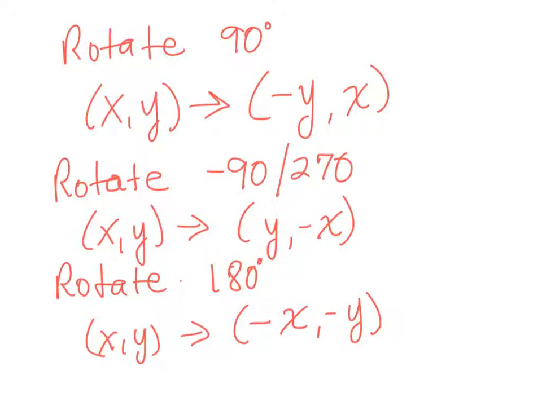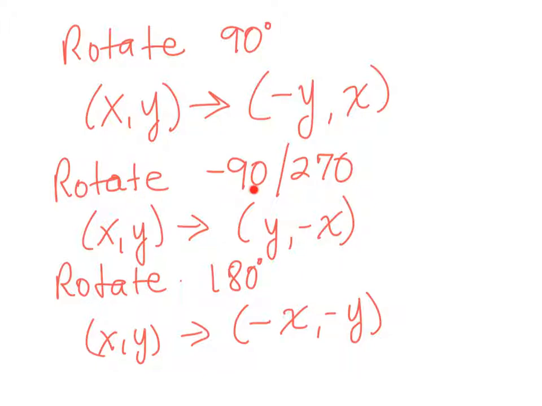Okay, you guys. So just a quick review of the rules of rotation. When you rotate over 90 degrees, you're going to change the y sign, and then you're going to flip the point, okay? The x and the y. The x and the y flip around.